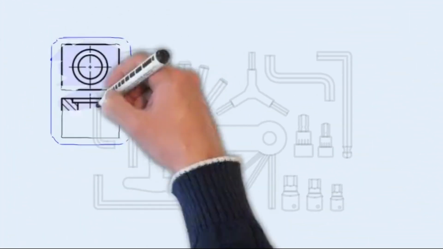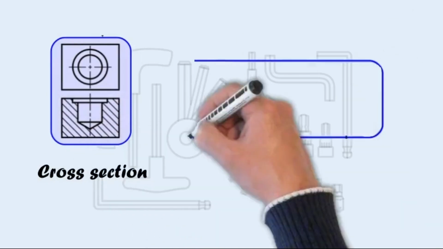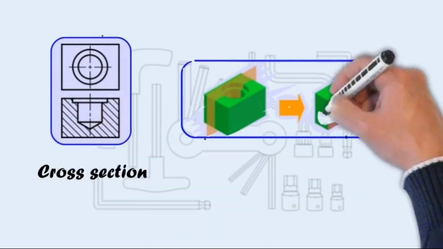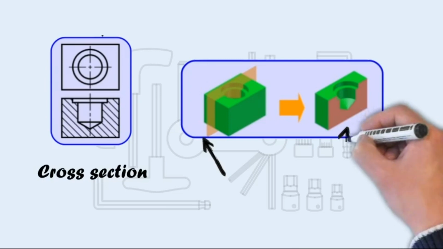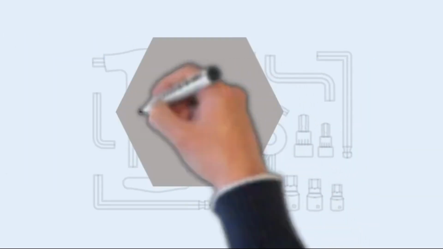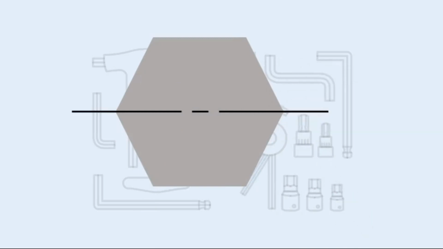A cross-section is a very good way of looking at things in engineering in case something is hidden. That means not seen by the eye. The symbol for a cross-section is this. So when you see this, you know that the solid object has been cut and we're now looking at the end view of the solid object.